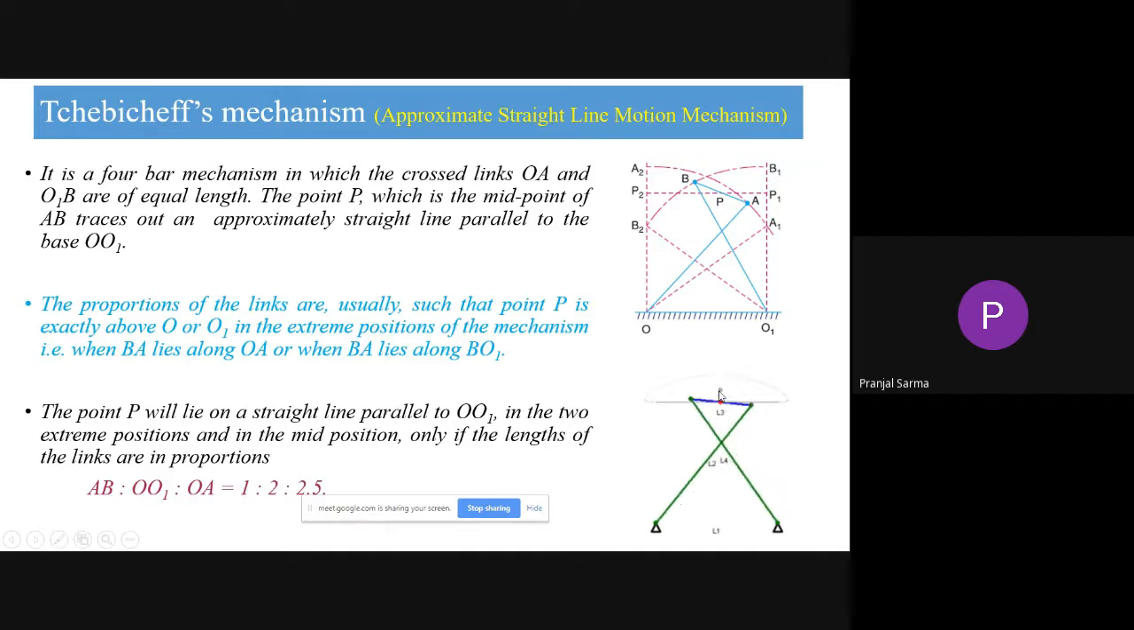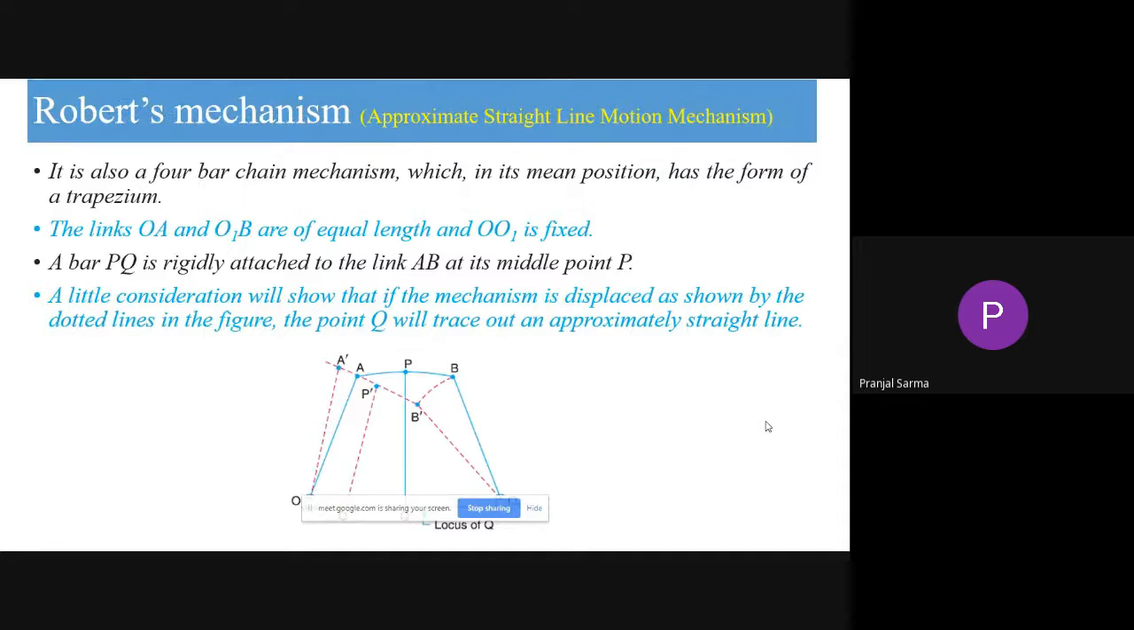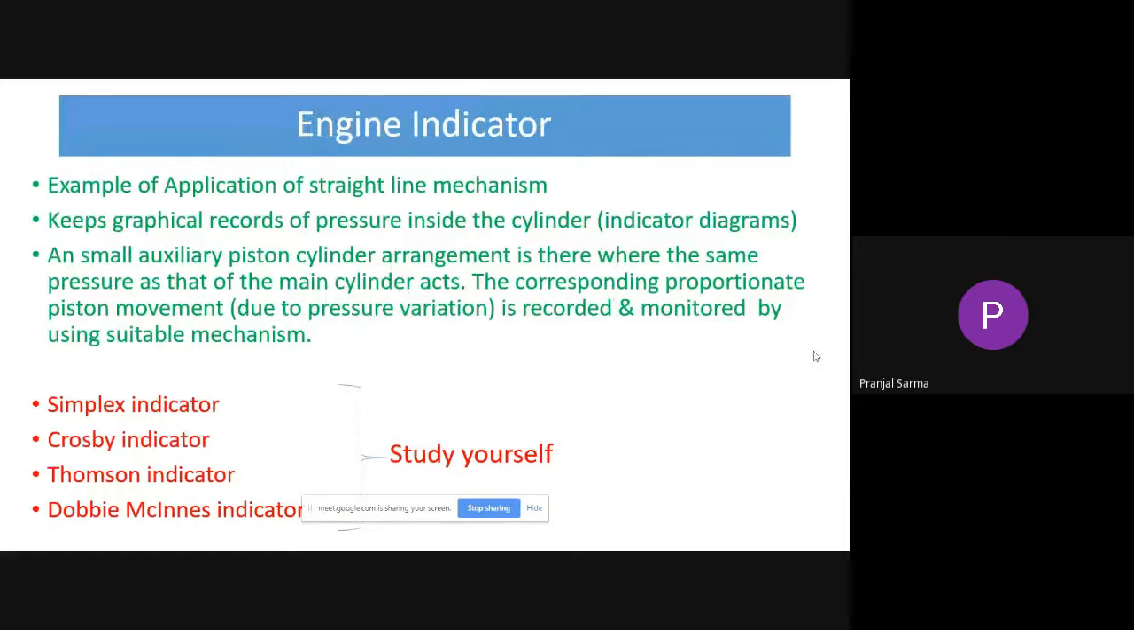So the interesting thing is that you are going to get a kind of straight line through that particular point. If you arbitrarily choose that point, it will fail, and you will not be able to generate the intended motion. So you have to make sure the link lengths are in this particular ratio and arranged in this fashion with pin joints only. Similarly, the Roberts mechanism is another approximate straight line motion mechanism. Just go through it. I hope that much is clear.